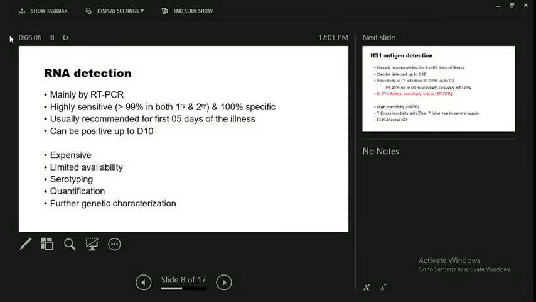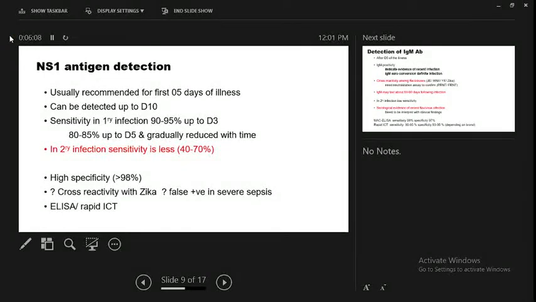Moving on to NS1 antigen detection, it's usually recommended up to day 5 but can be positive up to day 10. In primary infection, the sensitivity is 90 to 95%, and then it gradually reduces up to day 5. But the problem is secondary dengue, where the sensitivity is 40 to 70%. So if a patient has secondary dengue, this test can be negative, and you can't rule out secondary dengue with NS1 antigen.